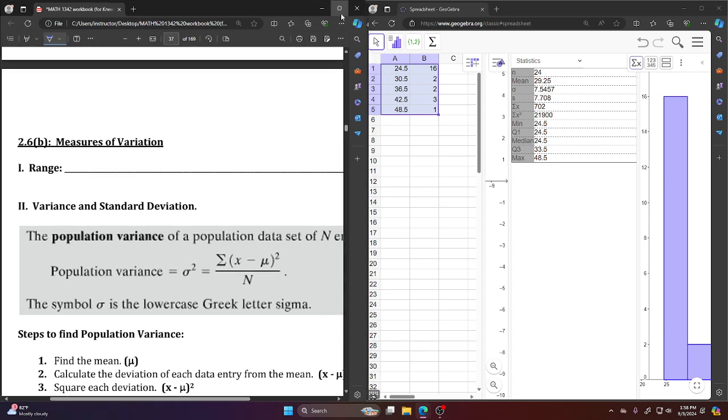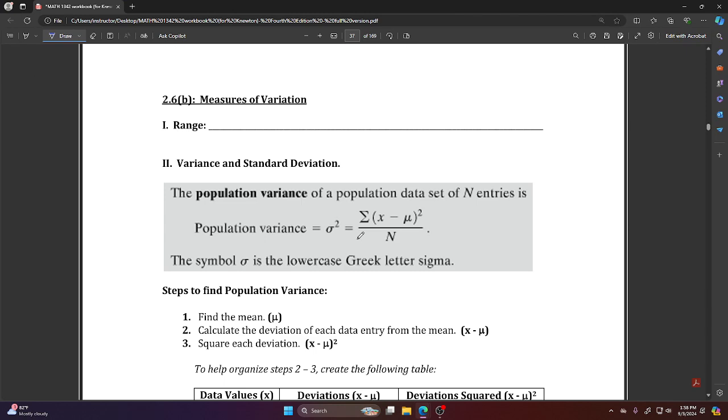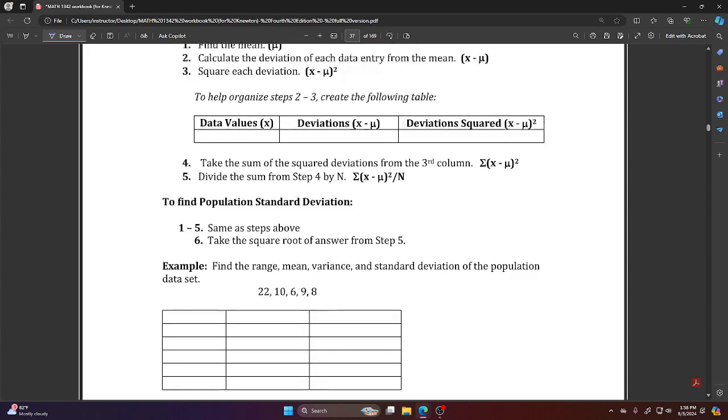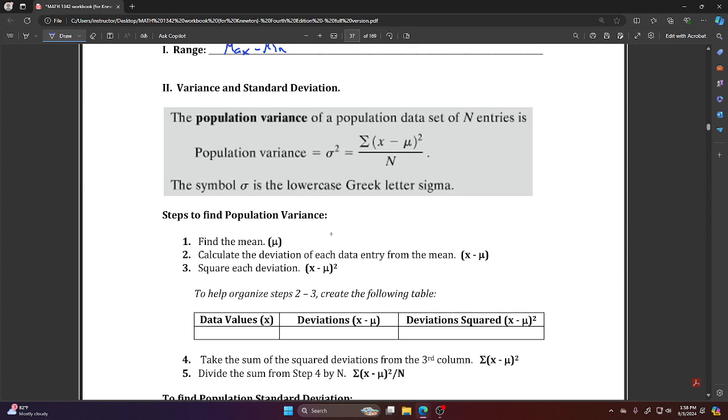So let's keep going. We're going to use the computer more on this section, but I do want to fill in some stuff here. So range, we remember it's max minus min. But I don't really know why that's important. We're talking more right now about population variance and eventually population standard deviation. Oh, they just have the sample standard deviation right there.